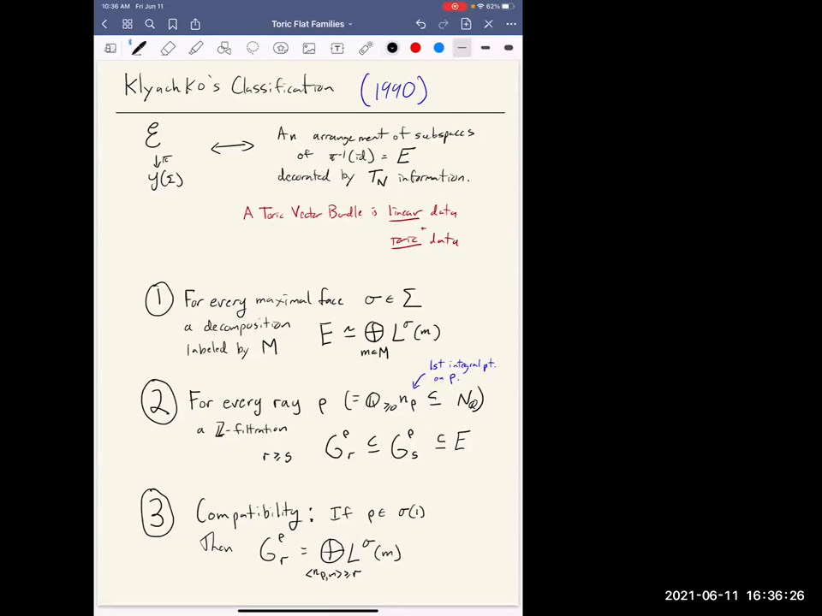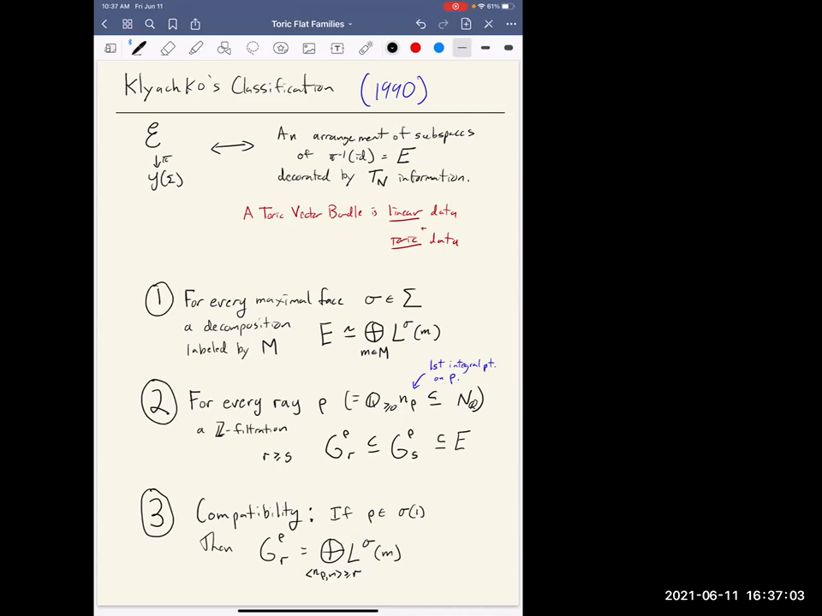So we have information over fixed points, we have information over divisors, and then the third piece of information is a compatibility condition, which says that if you have a ray contained in a face of the fan, then the filtration corresponding to that ray needs to be built out of the character spaces that you get from the first point for the face. And they can be computed by a nice inner product formula.